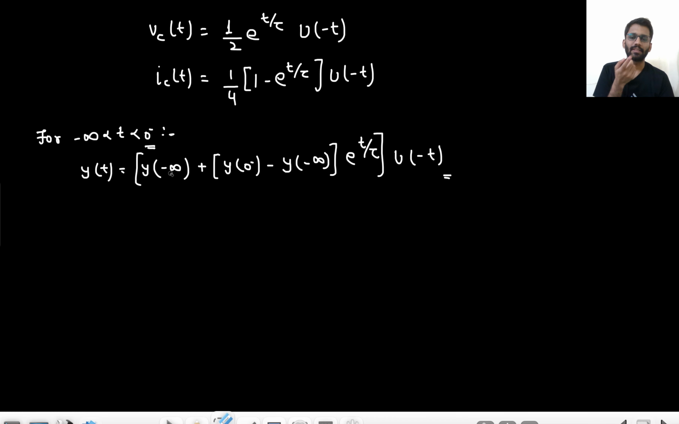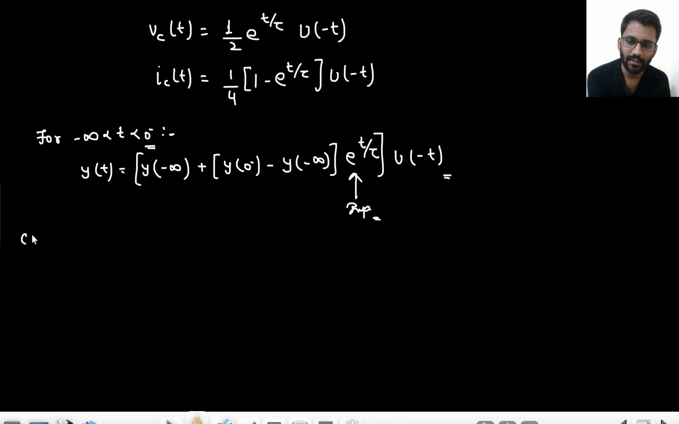It is the same, just infinity is replaced with minus infinity, 0 is replaced with 0 minus, e to the power minus t upon 2 is replaced with e to the power t upon 2, and u of t is of course replaced with u of minus t. The same formula is there, you just need to take notice here. This is important. So this is what happens for t less than 0.